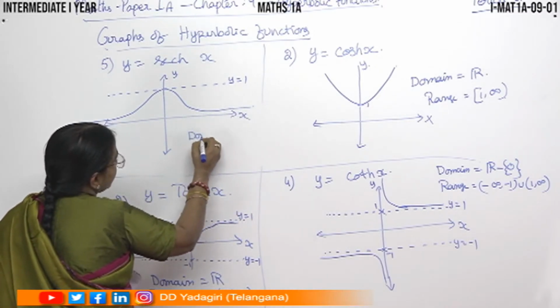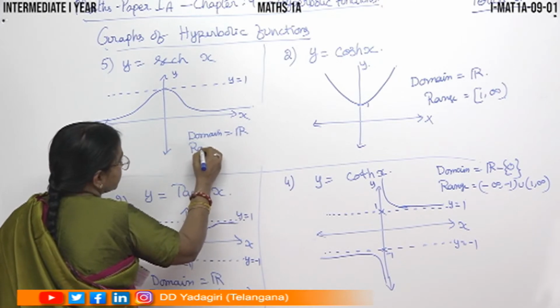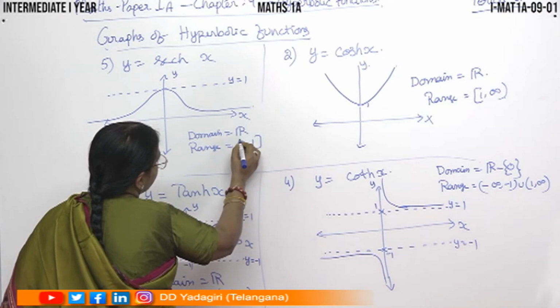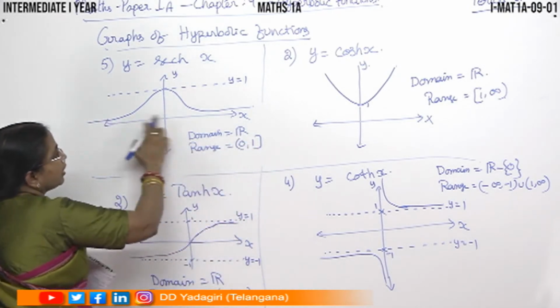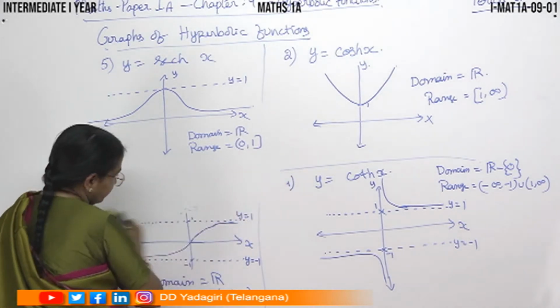So here the domain is the real number set, and the range is 0 to 1. It takes the value 1, but it will not take the value 0.